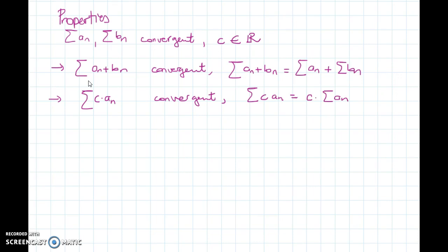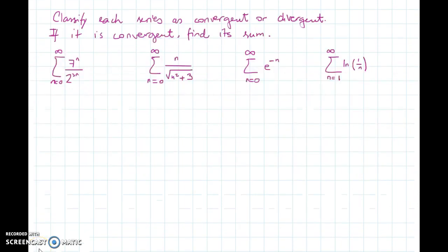So I believe these are easy to believe properties, and we're going to see some examples that use everything we know about series so far. And yeah, let's see how it goes. So these are the series that we wish to classify as convergent or divergent. And for those that are convergent, we want to also find the sum.